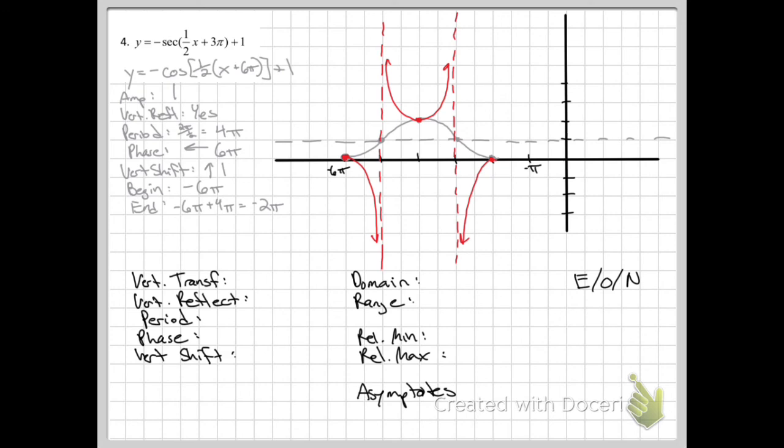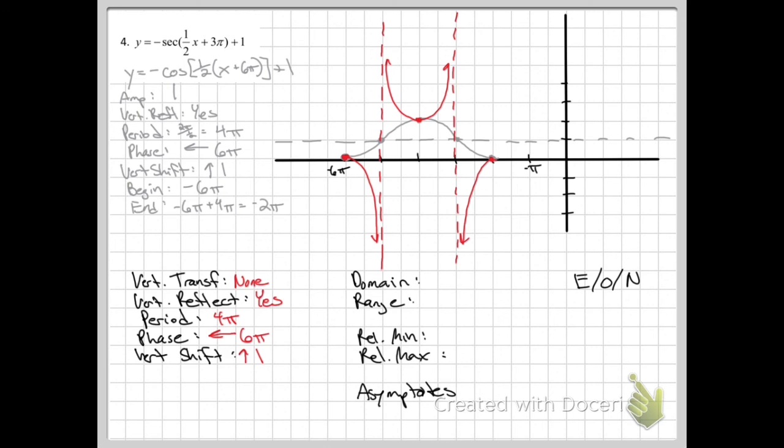Pause the video. You should be able to do these on the left first, so next time you unpause the video, those answers will appear. Okay, an A value of 1 does not stretch or compress a graph, so there is no vertical transformation. But an A value of -1 does reflect it vertically. The period is the same that we figured out earlier, 4 pi. Left 6 pi and up 1.